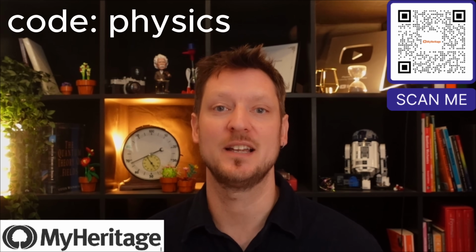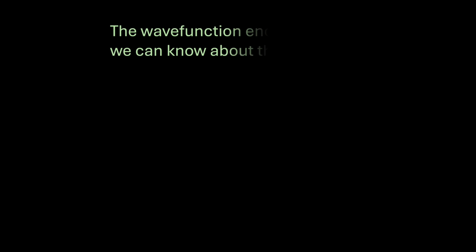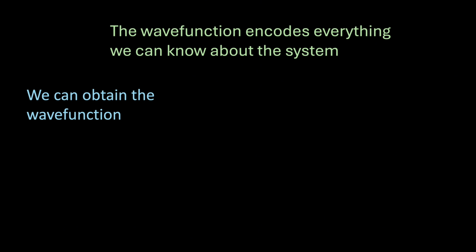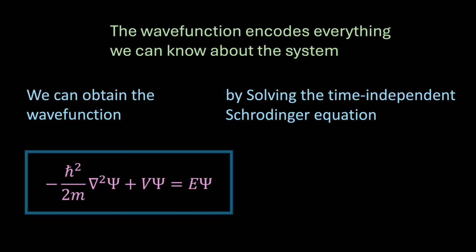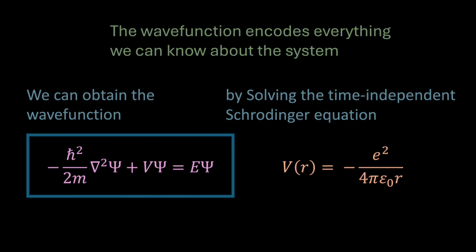In quantum mechanics, the wave function encodes everything we know about the system, and we can obtain the wave function by solving the Schrödinger equation, which takes the following form, where for the simple case of hydrogen, the potential energy is given by the Coulomb potential. The negative sign simply tells us that there is an attractive force between the proton and the electron.